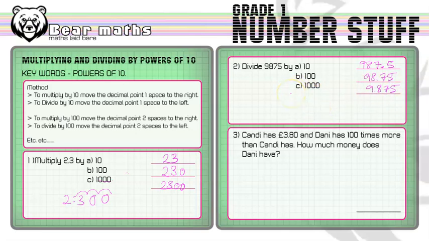And I've made up a worded question for you as well to have a go at, or for me to show you, and then you can have a go at in the linked thing that I've put in the description section. Candy has got £3.80 and Danny has 100 times more than Candy has. How much money does Danny have? So we have to take £3.80 and multiply it by 100. 100 times more is multiplying by 100 there, so that becomes £380. I don't think that's too challenging. Here you go, that's why it's grade 1 stuff.